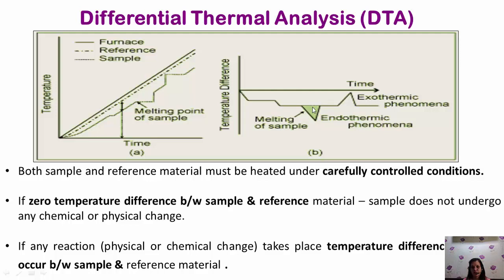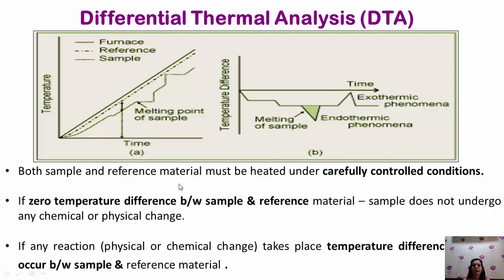The thermogram obtained after DTA shows some peaks downward, some peaks upward. In TGA we have seen a stepwise decrease in weight. Here we are seeing downward peaks and upward peaks. A downward peak indicates that an endothermic change has been observed, heat has been absorbed. Heat is evolved in the case of exothermic.